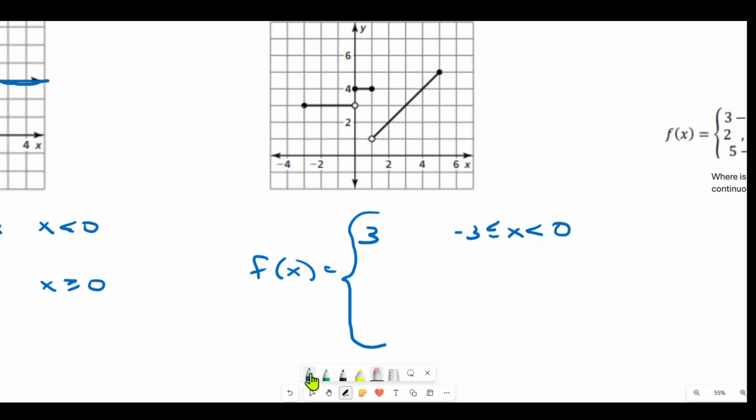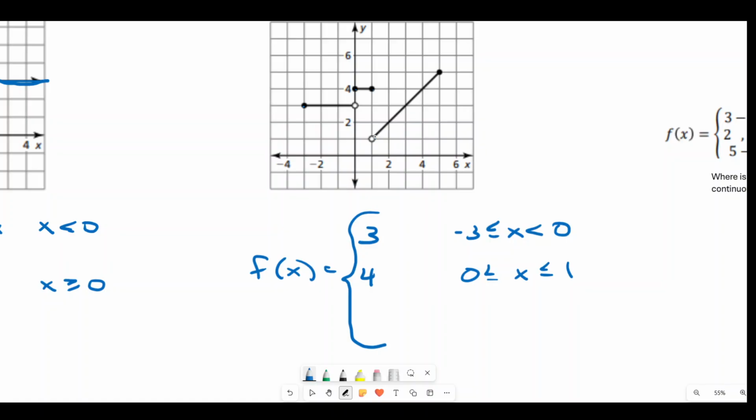Then I have another short little baby horizontal line at y equals 4. And I've got a closed circle and a closed circle. So it goes from 1, sorry, not 1, that's at 0. It goes from 0 to 1, and it includes both 0 and 1, so less than or equal to in both cases.